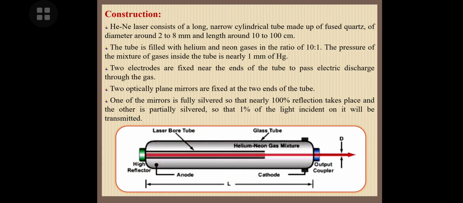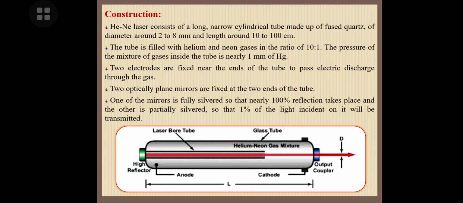Next, coming to construction. The helium-neon laser consists of a long and narrow cylindrical tube made of fused quartz, with a diameter of around 2 to 8 mm and a length of around 10 to 100 centimeters. The tube is filled with helium and neon gases in the ratio of 10:1. The pressure of the gas mixture inside the tube is nearly 1 mm of mercury. 2 electrodes are fixed near the ends of the tube to pass electric discharge through the gas.